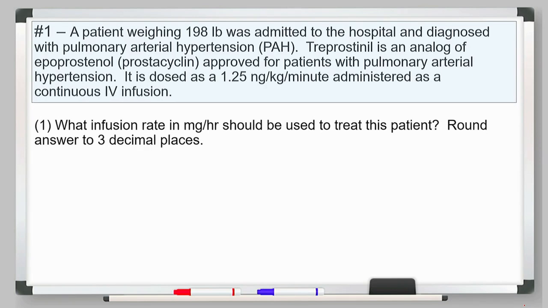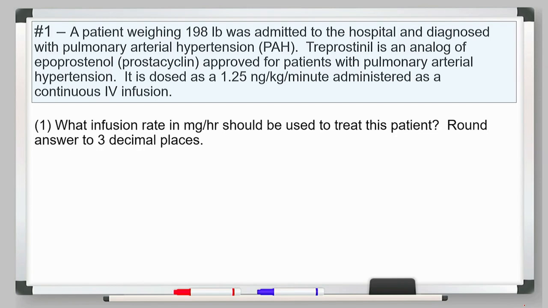So starting with number 1, both questions 1 and 2 come from chapter 13. It starts with a patient weighing 198 pounds who was admitted to the hospital diagnosed with pulmonary arterial hypertension. Treprostinil is an analog of, and so forth, and it is dosed at 1.25 nanograms per kilogram per minute. So the only tricky part to this question might be the nanograms unit. But I can't trick you, you're smart. So we can deal with that.